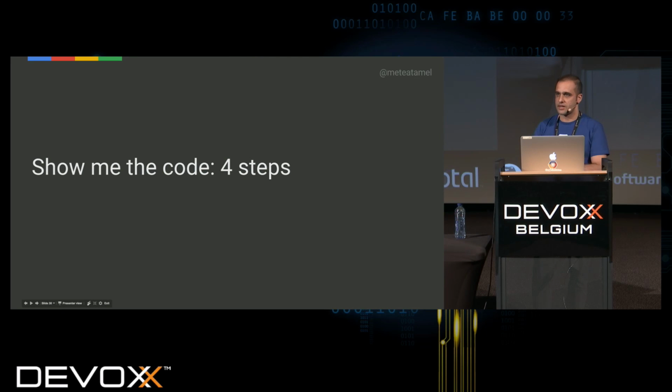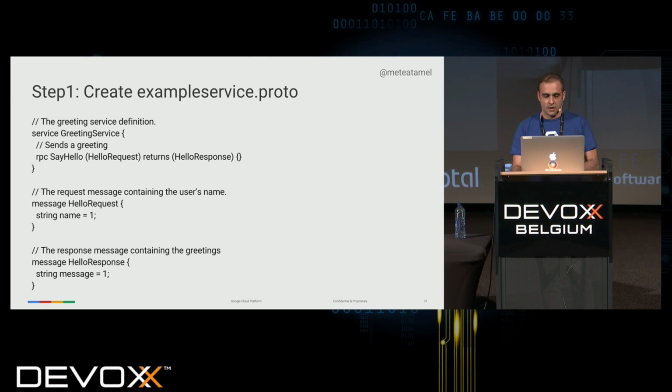All right, so let's look at some code now. So imagine the hello world case that I talked about earlier, where you have a service called hello world that takes in a text and returns the text. If you want to implement that in gRPC, how do you do that? So I'll show you that here in 4 steps.